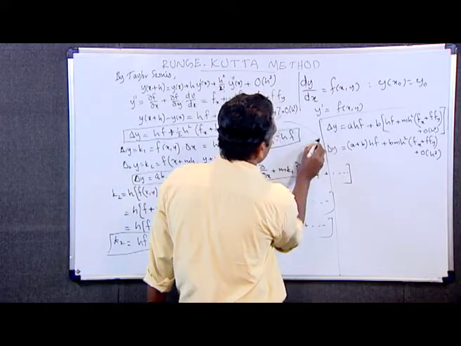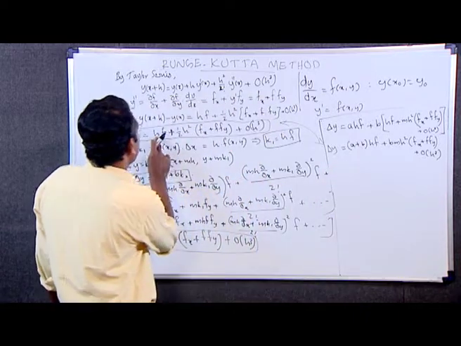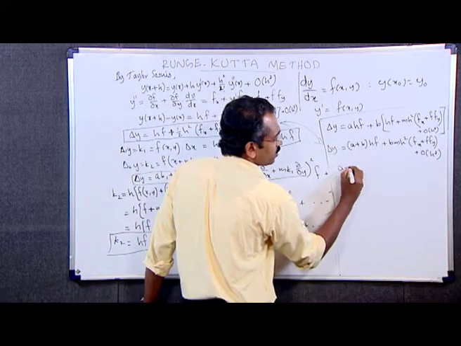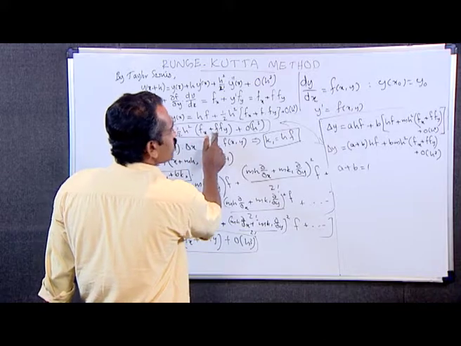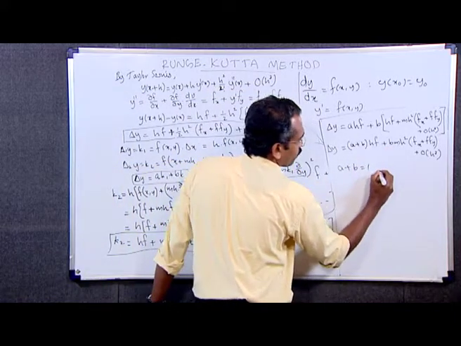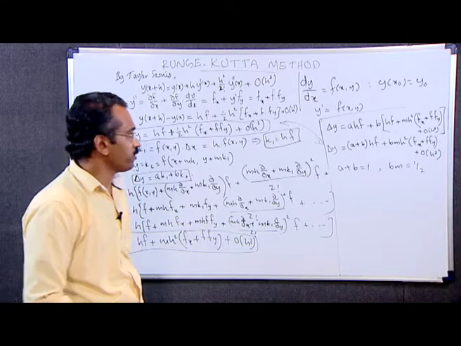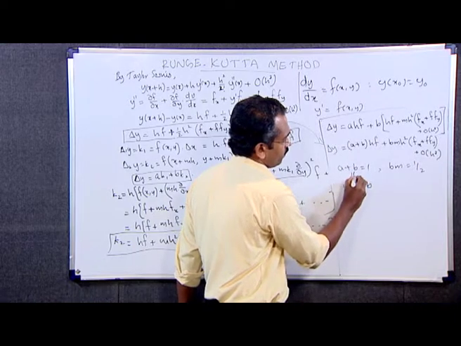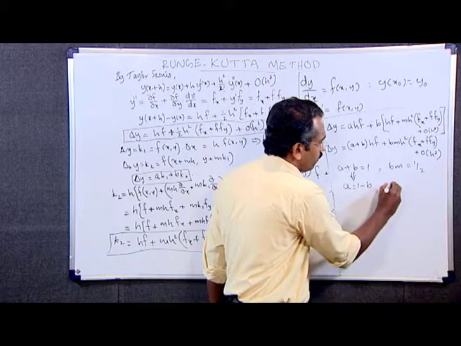Comparing these two expressions, we can write here h into f, in this case h into f into (a plus b). Therefore, this a plus b should be equal to 1. We can write a plus b is equal to 1, and here h square (fx plus f fy), b into m is equal to 1 by 2. B m is equal to 1 by 2. Now, from this a plus b equal to 1, we can write a is equal to 1 minus b, and from this equation we can write m is equal to 1 by 2b.